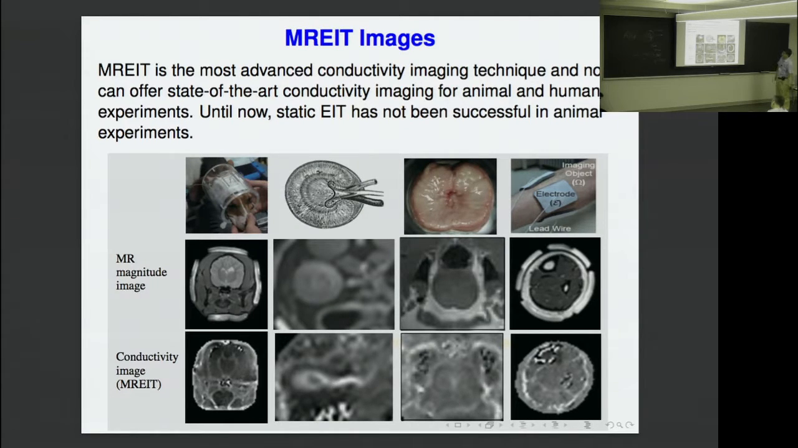So far MREIT is the most advanced conductivity imaging technology, and offers state-of-the-art conductivity imaging in animals and humans. Here is a human. Until now, static imaging has not been successful in animal experiments. Here is the MR imaging, but the conductivity is a different thing. Now you try to commercialize that. Because of this, I received several prizes in Korea.